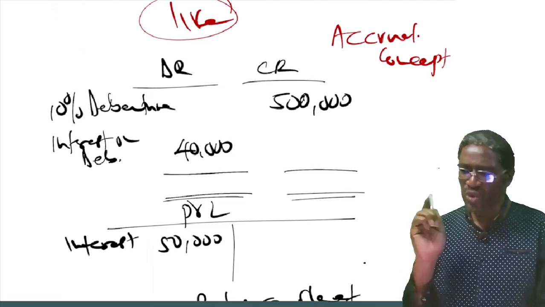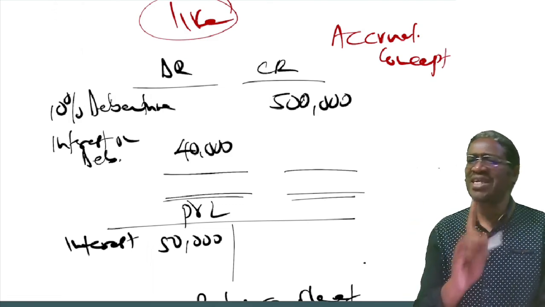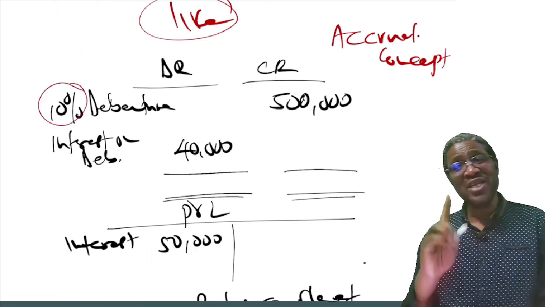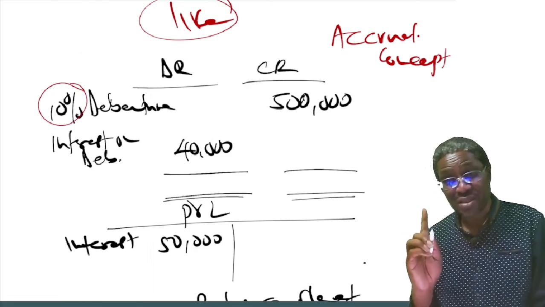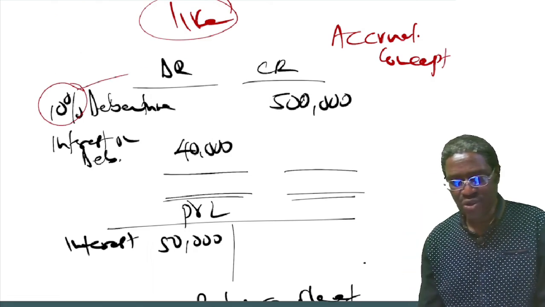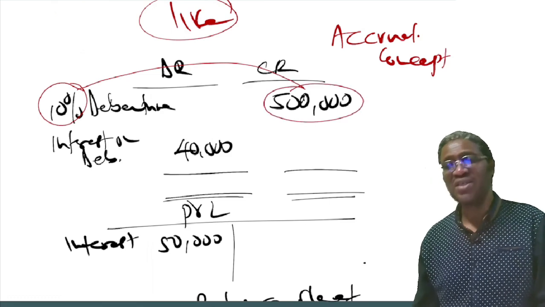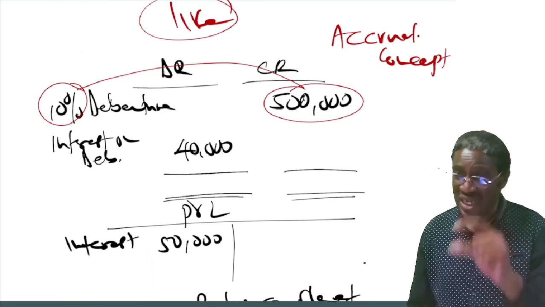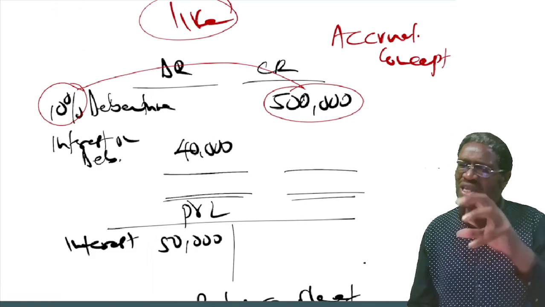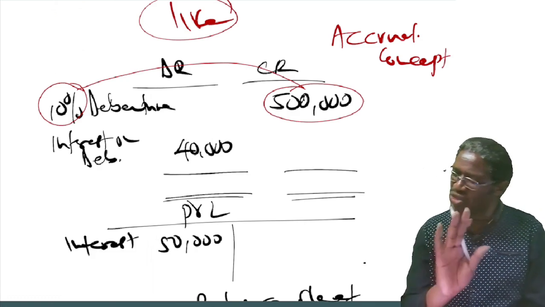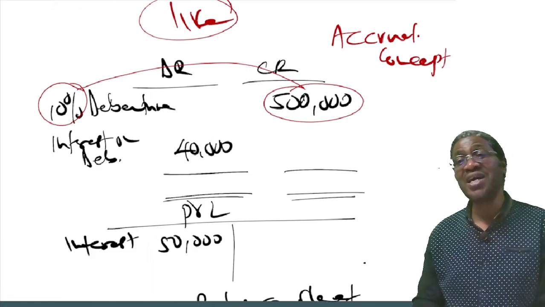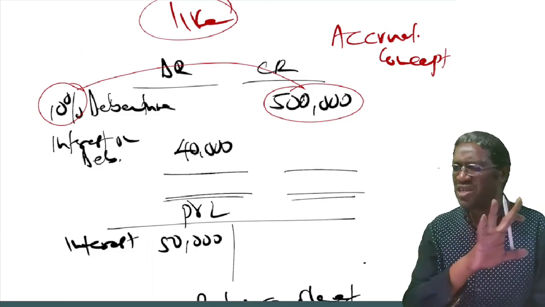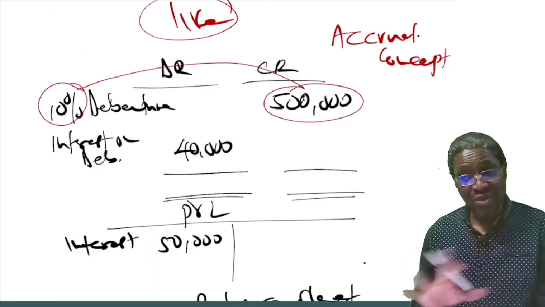Listen. If you look at this trial balance, this company has a 10% debenture. So every year they are supposed to repay the debenture with an interest of 10%. 10% of 500,000 is 50,000. That's what they're supposed to be paying every year as interest. Whether they have paid it or not, that's not the concern of the income statement.